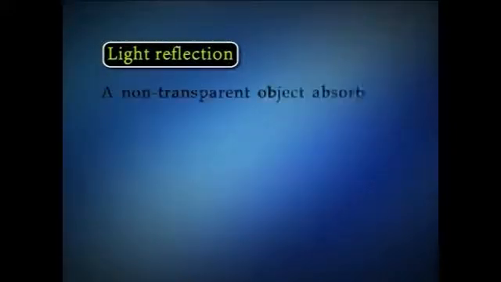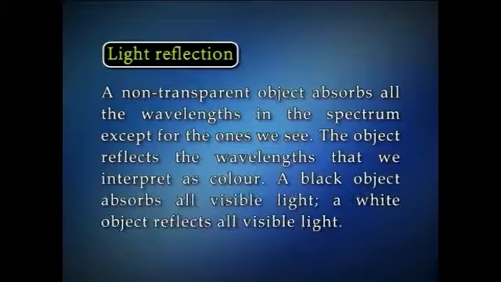In light reflection, a non-transparent object absorbs all the wavelengths in the spectrum except for the ones we see. The object reflects the wavelengths that we interpret as color. A black object absorbs all visible light. A white object reflects all visible light. When white polychromatic light passes through a solution, the solution absorbs certain wavelengths and allows the unabsorbed wavelengths to be transmitted. This is called light transmittance or absorption.